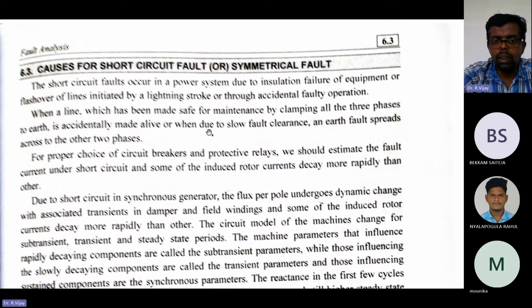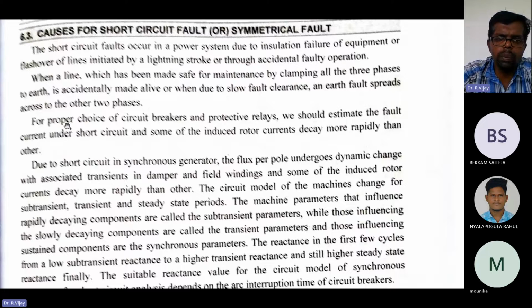Also, due to slow fault clearance, the fault spreads across the other two phases. So when a line which has been made safe for maintenance by clamping all the three phases to earth is accidentally made alive, or when due to slow fault clearance an earth fault spreads across two other phases, all these things are there for the proper choice of circuit breakers and protective relays.